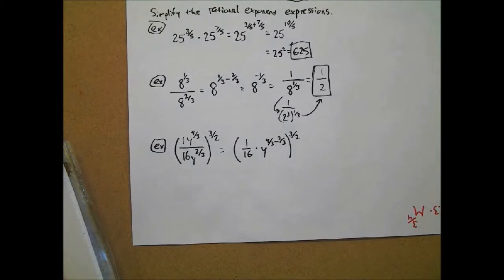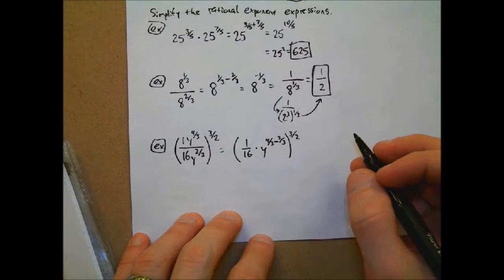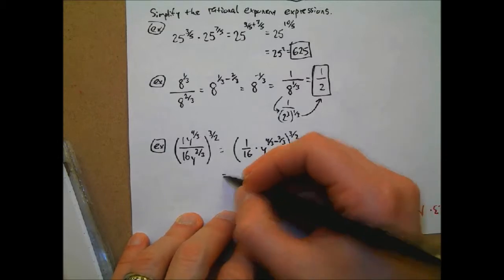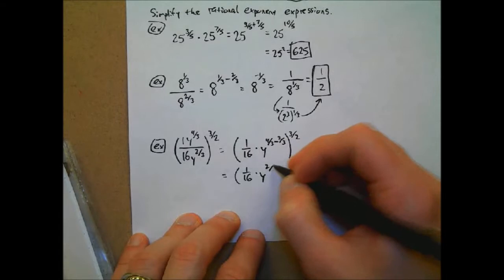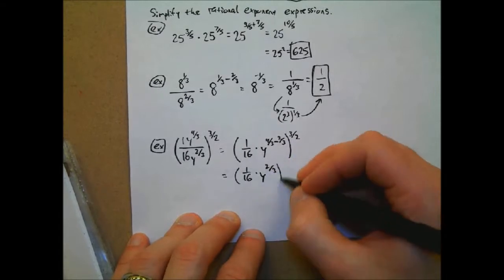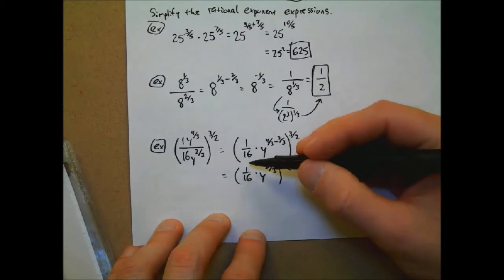Okay. Now, what is 4/3 take away 2/3? It's 2/3, right? So I end up with 1/16 times y to the positive 2/3. But then I'm going to raise everything to the 3/2. So everything gets raised to 3/2. Okay, 1 to the 3/2. Well, that's going to be easy. It's just going to be 1.